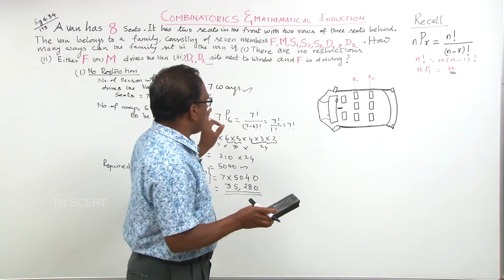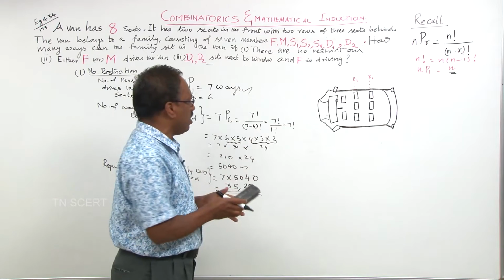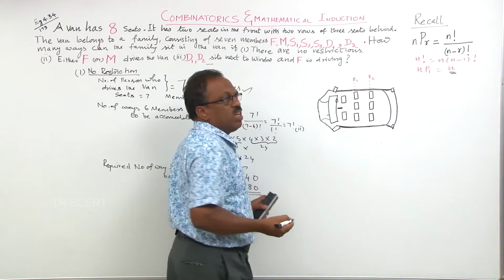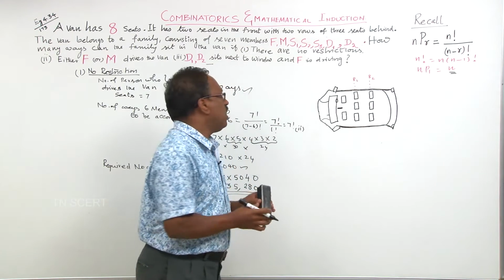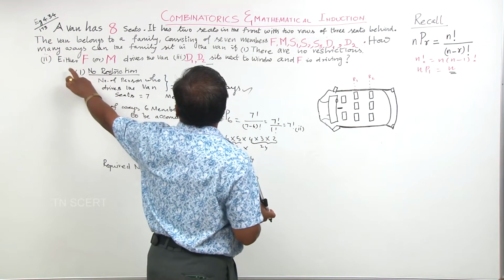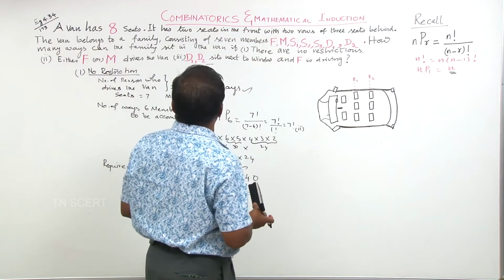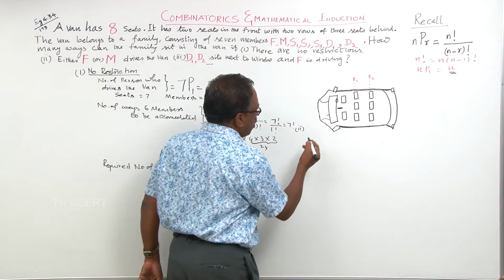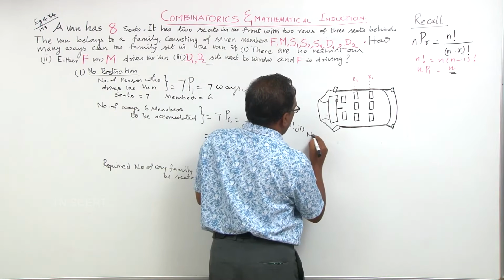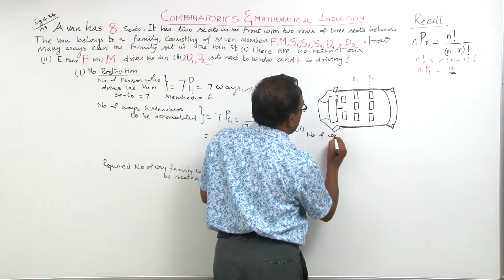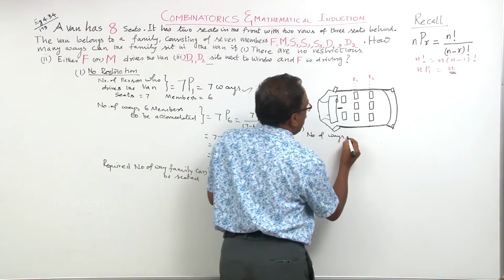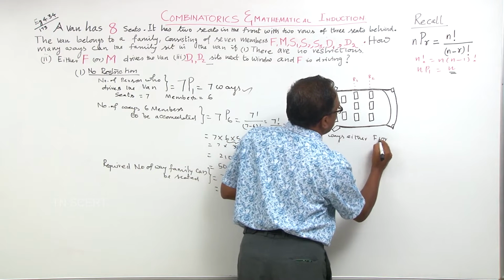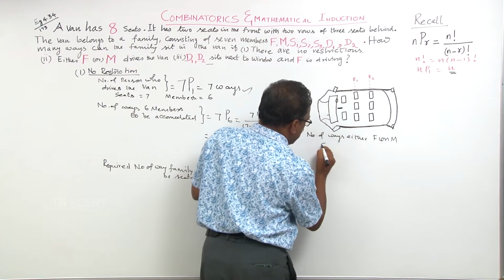Second one, what is given here? Very clearly given here, the second condition is that only either father or mother drives the van. Either father or mother. The total number of members is what? The number of ways either father or mother drives the car.